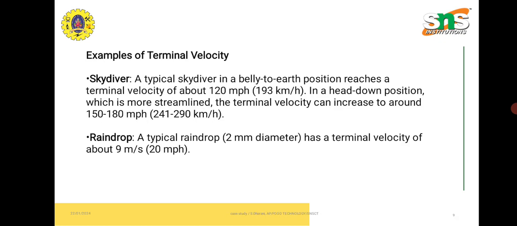Example of terminal velocity: skydiver. A typical skydiver in a belly-to-earth position reaches a terminal velocity of about 120 mph. In a head-down position, which is more streamlined, the terminal velocity can be increased to around 150 to 180 mph. Raindrop: a typical raindrop has a terminal velocity of 9 meters per second.